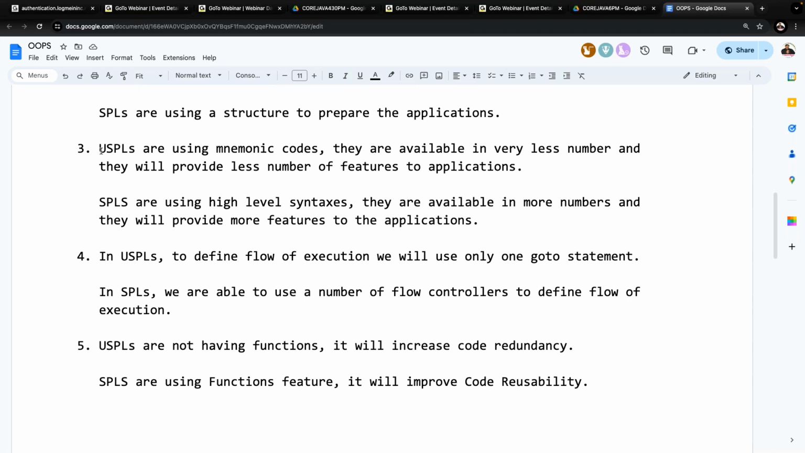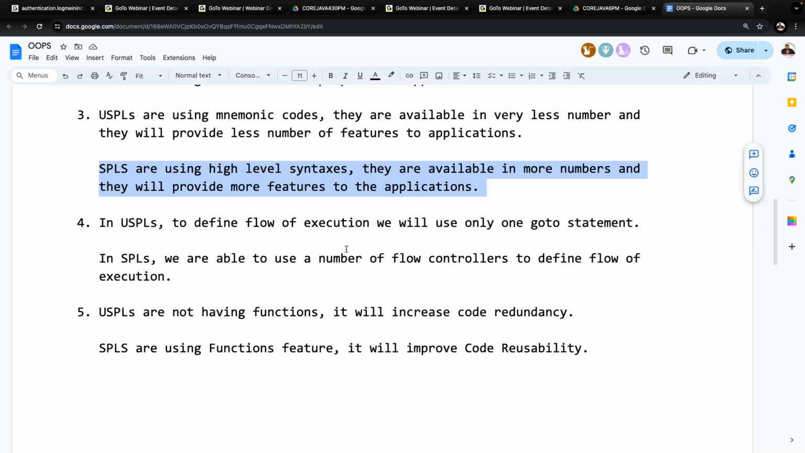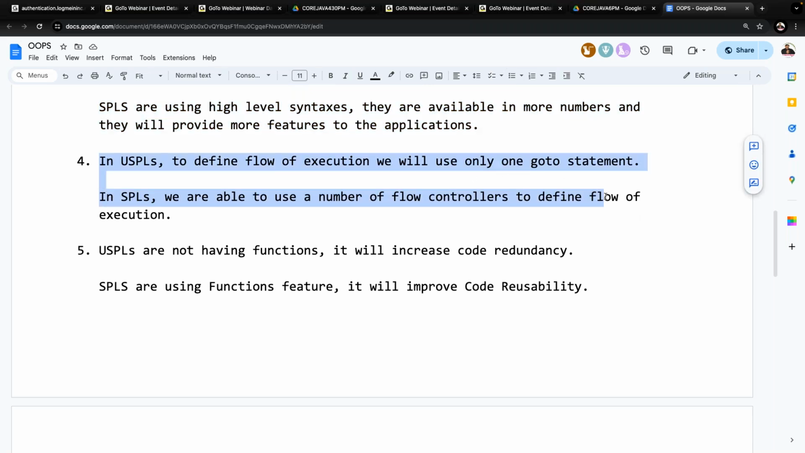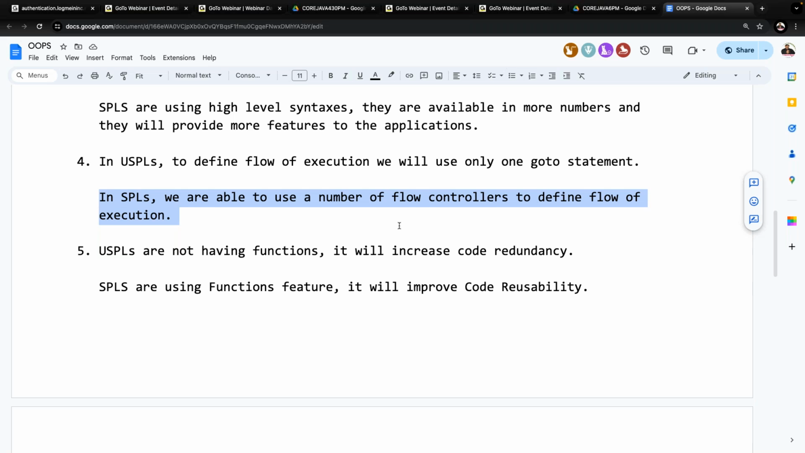Unstructured programming languages use mnemonic codes. They are available in very small numbers and provide fewer features to the applications. Whereas structured programming languages use high level syntaxes. They are available in larger numbers and provide more features to the applications, so application development is very simple. In unstructured programming languages, to define flow of execution, we use only one alternative, the go-to statement. But in structured programming languages, we can use a number of flow controllers like if, switch, for, while, do while, break, continue, and so on, so many features.